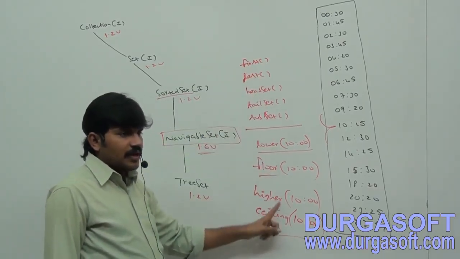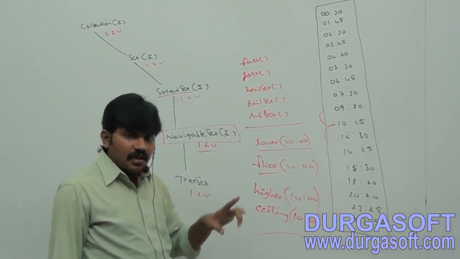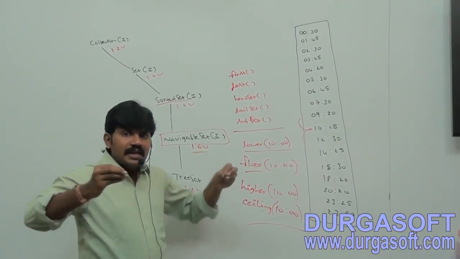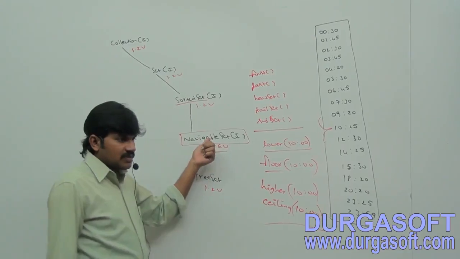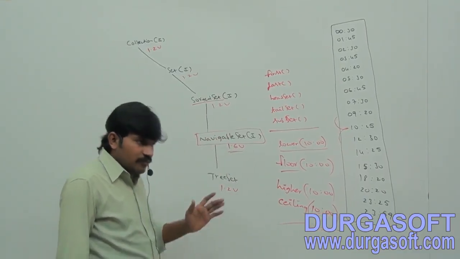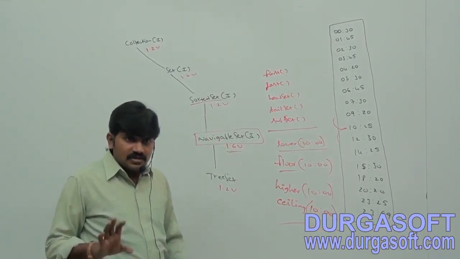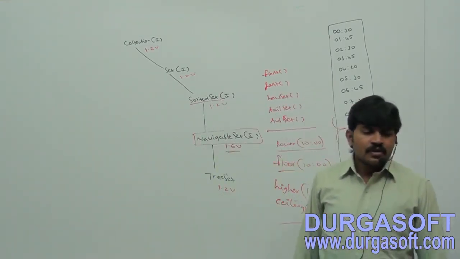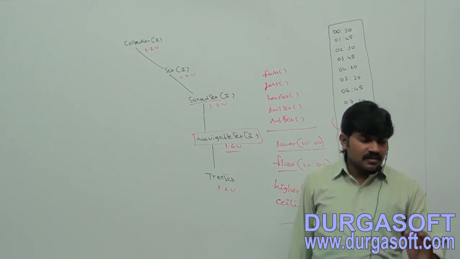Is it clear for all of you? These methods are available in the navigable set. Clear indication, right? What is the need or necessity of navigable set? To define several methods for navigation purposes. Is it clear for all of you? Right? Okay, now the theory of navigable set.